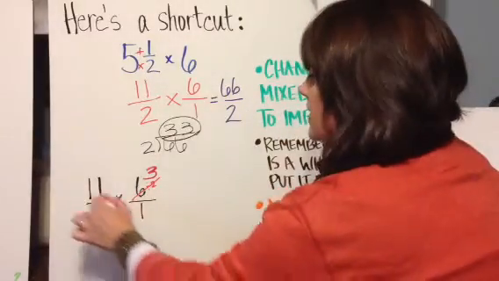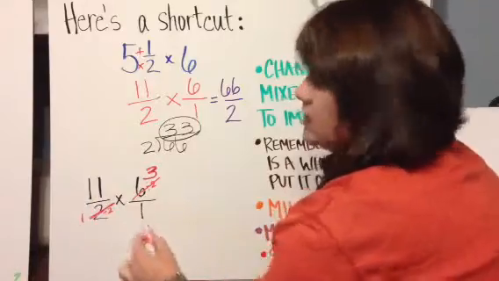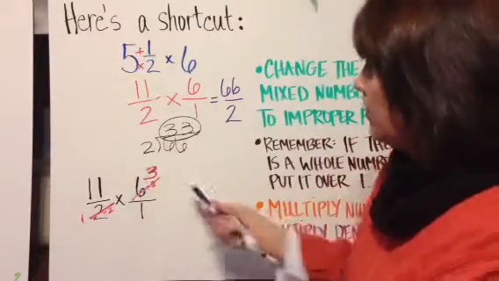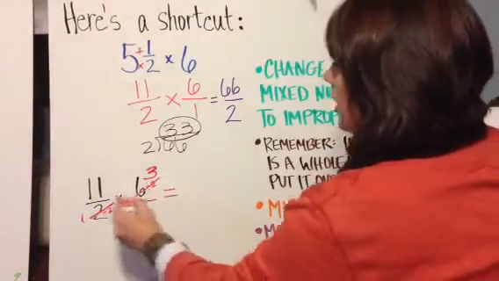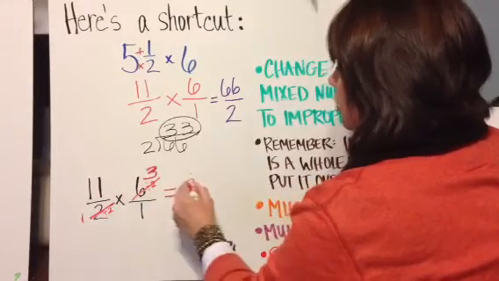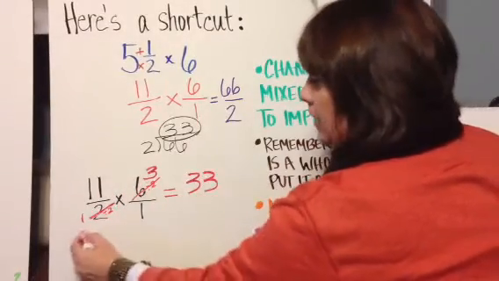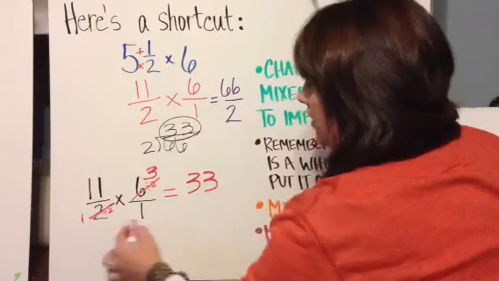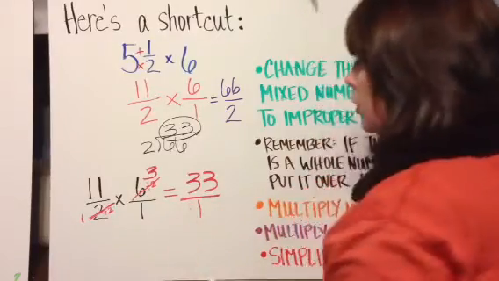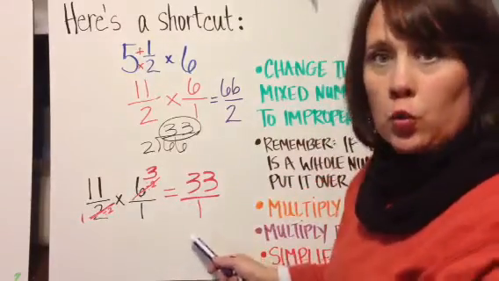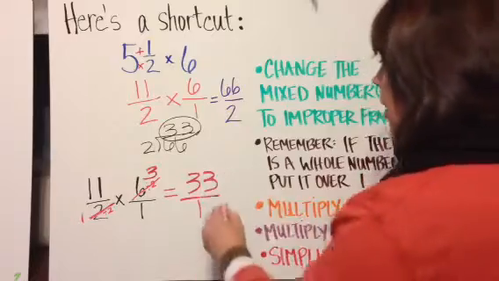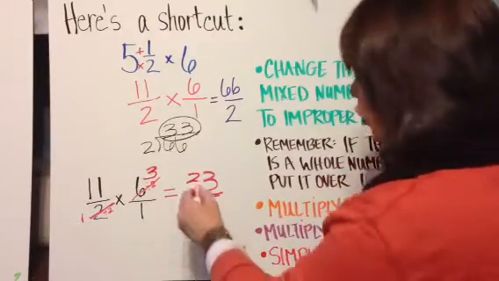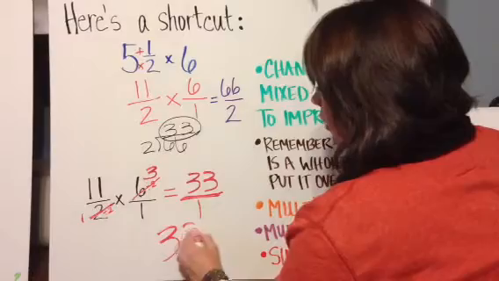Now looking at these numbers diagonally, nothing goes into those besides 1. So I'm just going to now multiply numerator times numerator, 11 times 3. Denominator times denominator, 1 times 1. And remember, any number over 1 equals that number, because this bar means divide. 33 divided by 1 is 33.